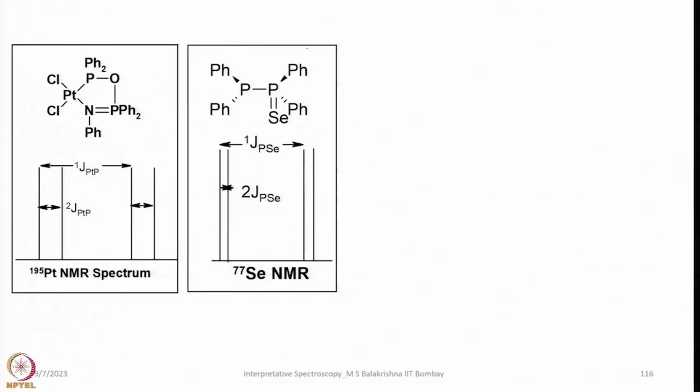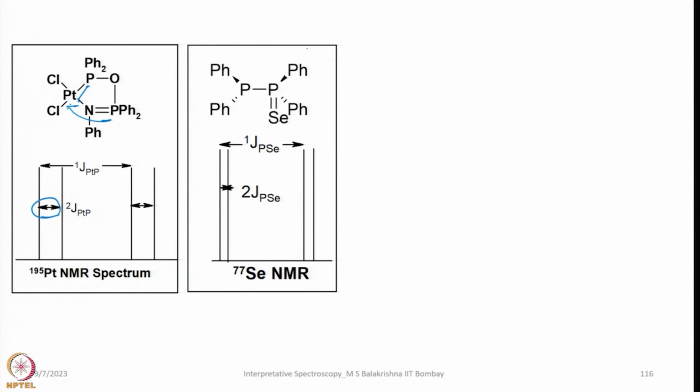Now let us look into the 195 platinum NMR spectrum of this molecule here. First, this platinum is coupled with phosphorus, one bond apart, to give a doublet, and each line in the doublet will be further split into another doublet because of the 2J platinum to phosphorus coupling here. That is shown here, and this corresponds to 2J platinum phosphorus coupling, and this corresponds to 1J platinum phosphorus coupling. So it shows a doublet of doublets.